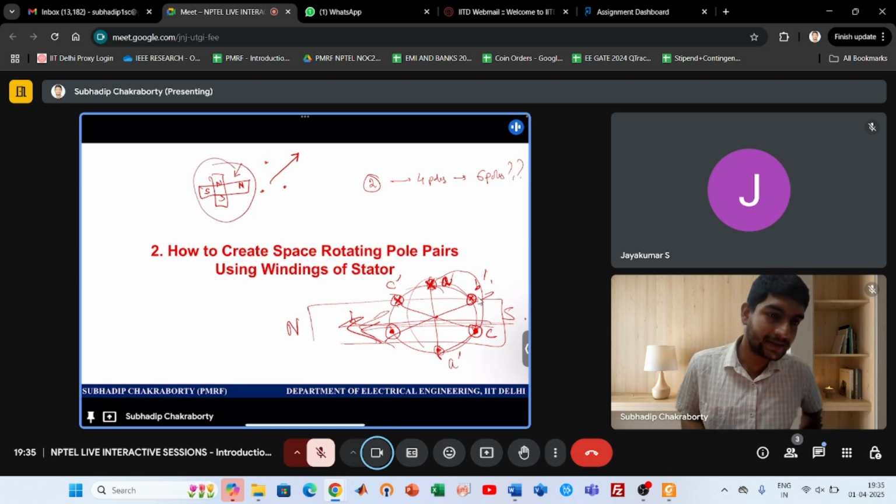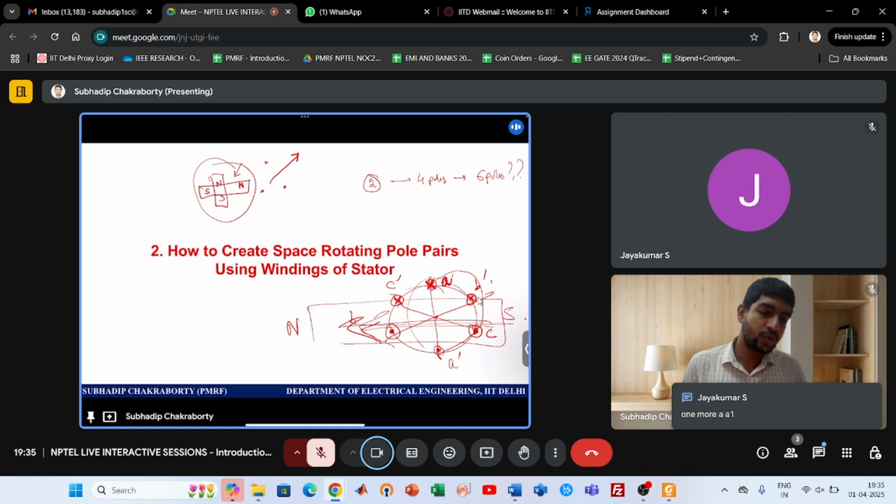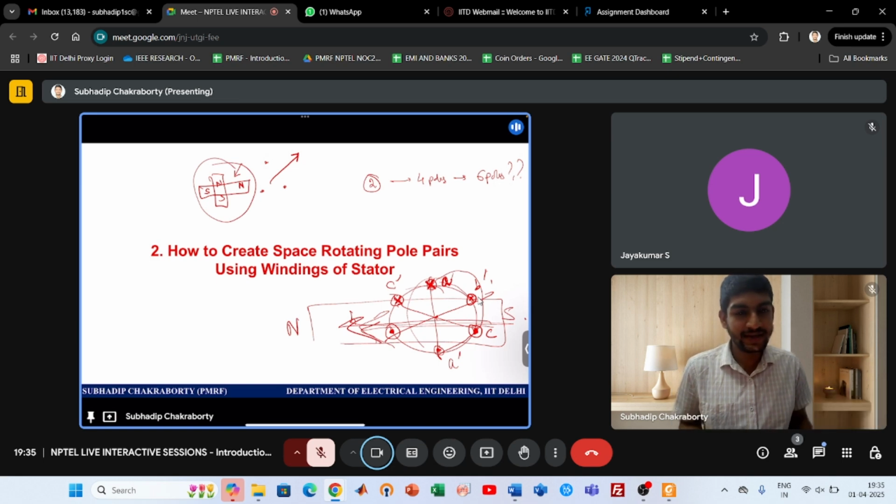We see 4-pole induction machines. We see 6-pole, right? And what is the benefit of increasing the number of poles? Why do we want more poles? Yes, one more AA1, correct. But where to place that? Mechanically. Where in space should I go and place that?